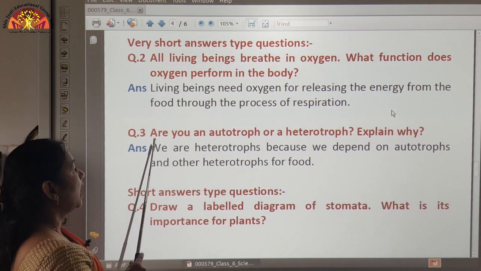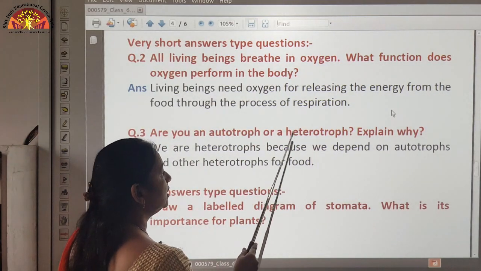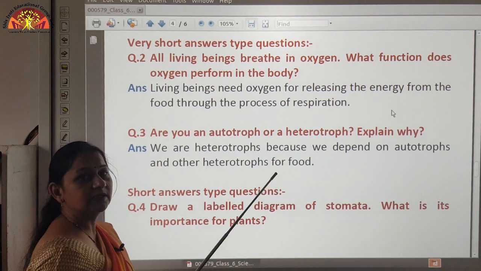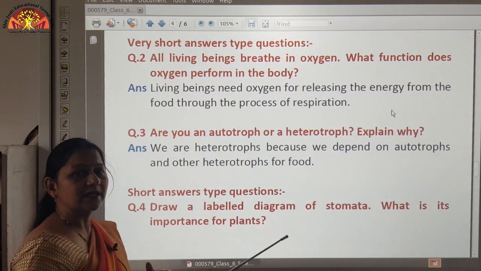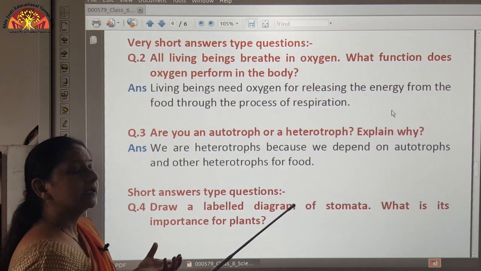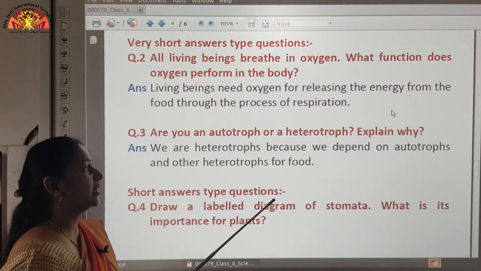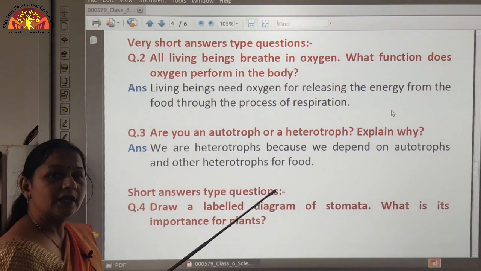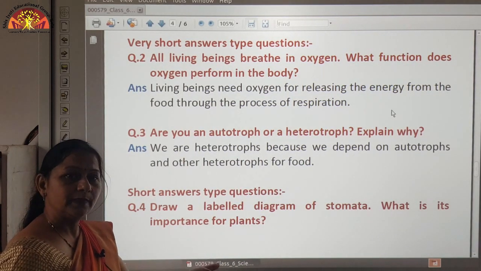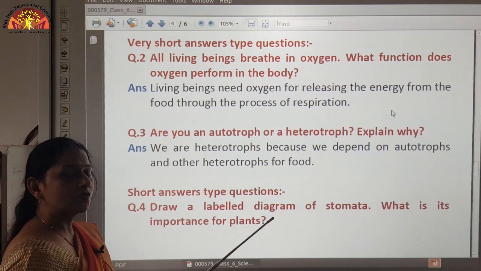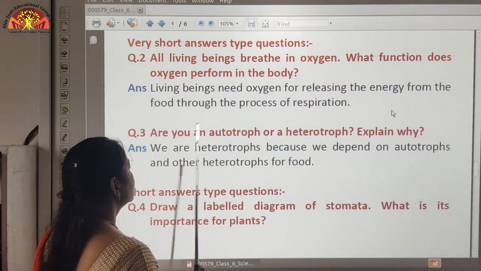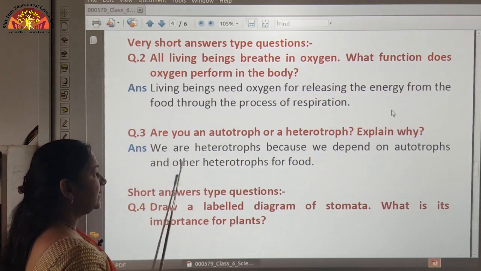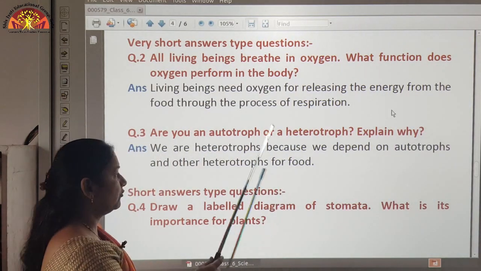Now, the third one: are you an autotroph or a heterotroph? Explain why. Autotrophs are the animals or the plants that make their own food. Like plants, they make their own food, so they are called autotrophs. But we are not able to make our own food; we are dependent on plants and animals for our food. So, we are heterotrophs, because we depend on autotrophs and other heterotrophs for food.